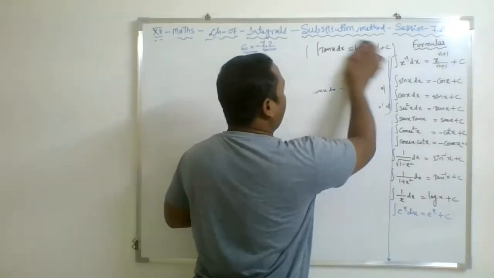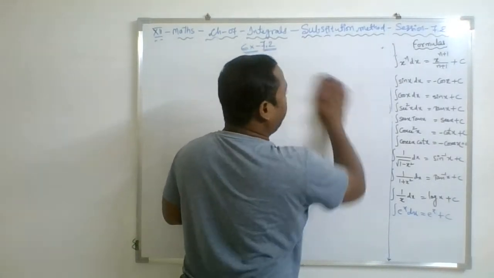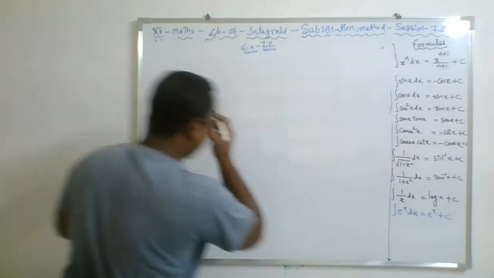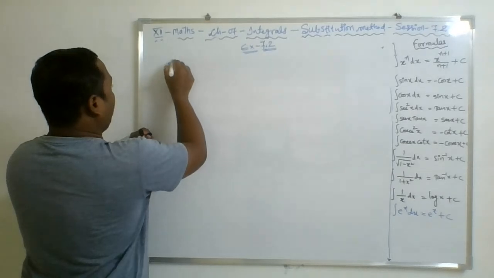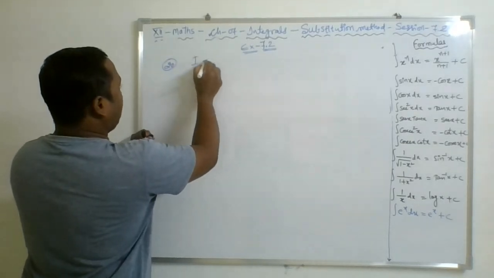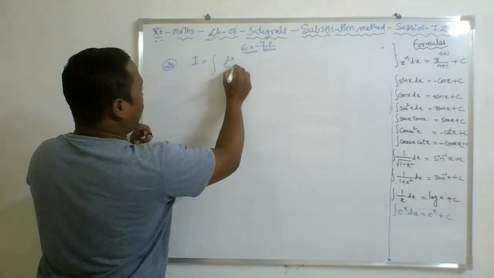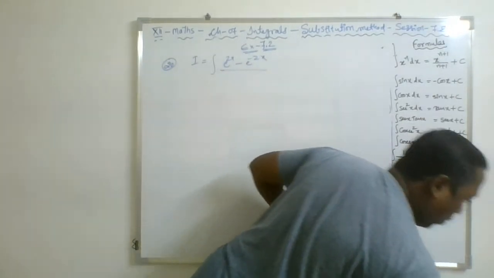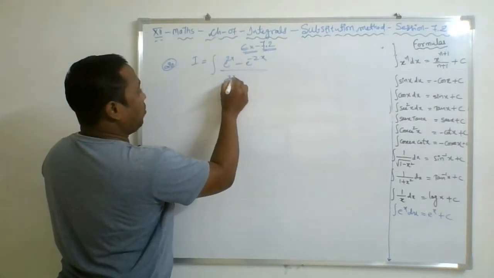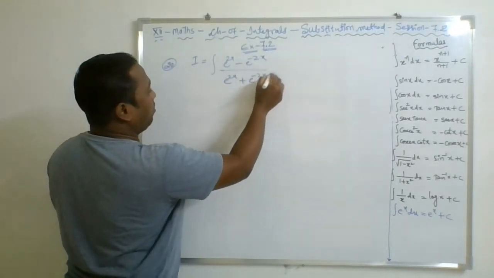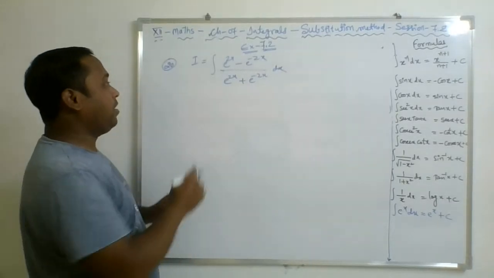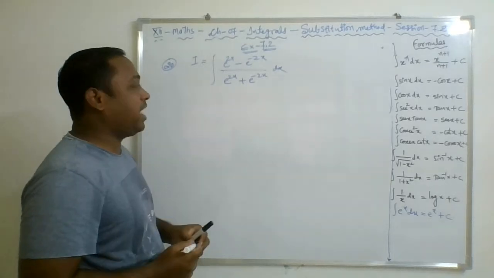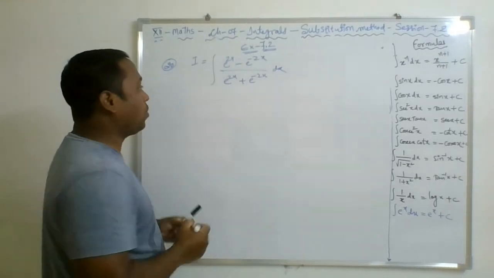Yeah, I'm just erasing this one. I'm taking question number 20. I is equal to e to the power of 2x minus e to the power of minus 2x upon e to the power of 2x plus e to the power of minus 2x. It looks complicated, but it's so simple if you observe closely.